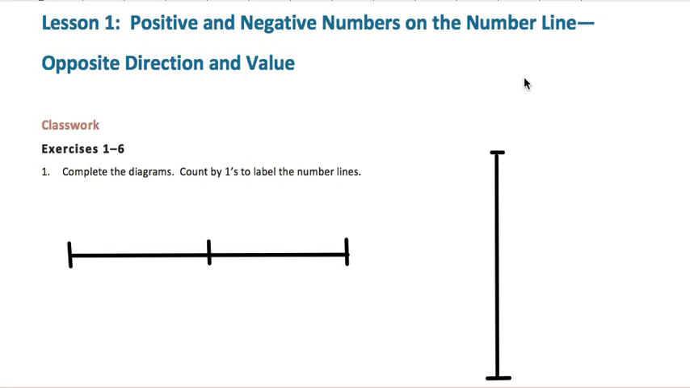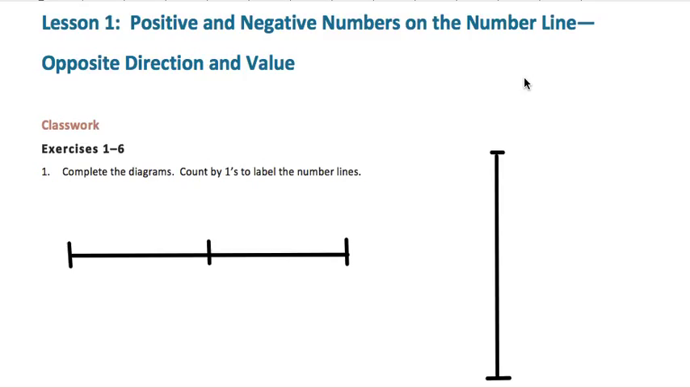In Module 3, Lesson 1, we're going to begin by graphing positive and negative numbers on the number line, and we're going to show the opposite direction in value in this lesson. Exercise 1 asks us to complete the diagrams and count by ones to label the number lines.